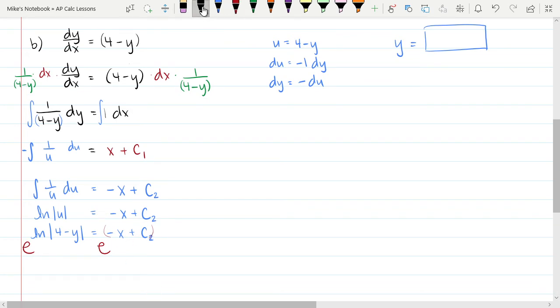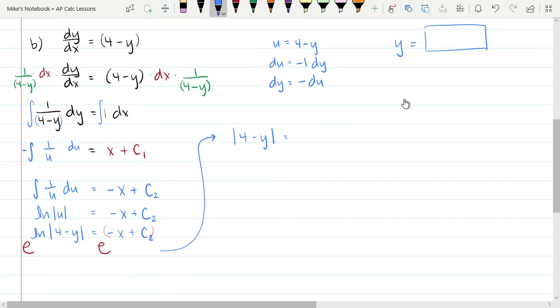Now the reason that we do that, think about what happens now. So e and natural log, if you don't recall, those are inverses. They cancel each other out. So we're just left then with the absolute value of 4 minus y. Now on the right side, we have e to the negative x plus c sub 2.